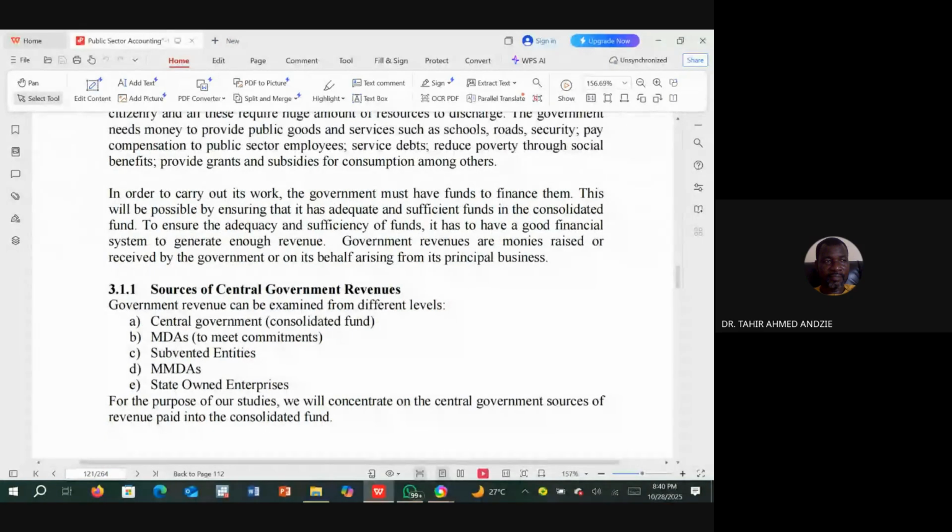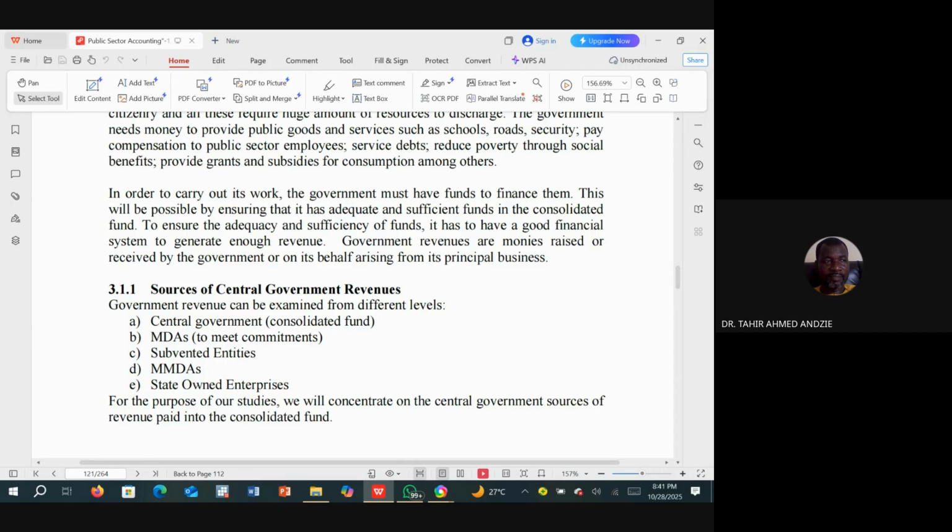In order to carry out its work, the government must have funds to finance them. In fact, the people we have voted for, they don't come and use their own money. Sometimes some of them come very poor. So it's their ideas that they are going to use to manage our money. So the government manages our money, right? All these social amenities, roads, transport, hospitals, the government needs money to carry out all this work.